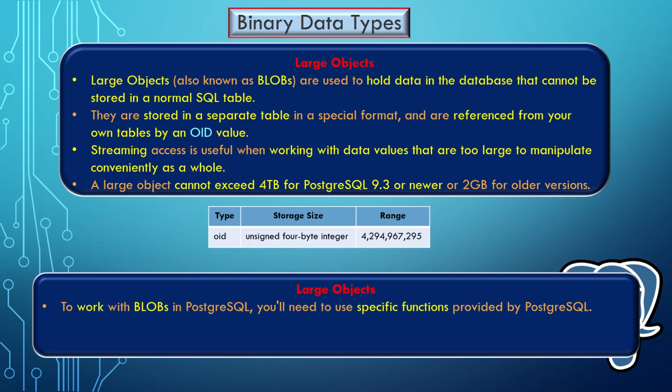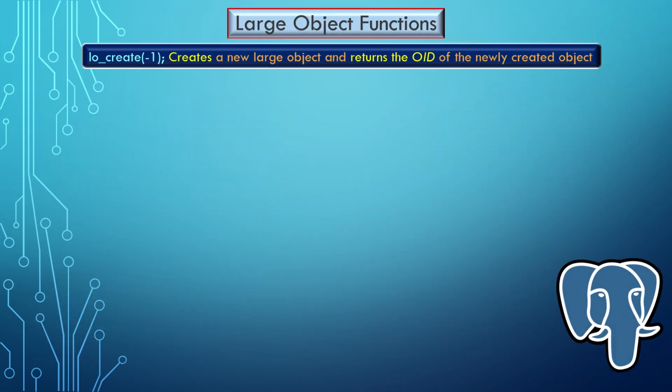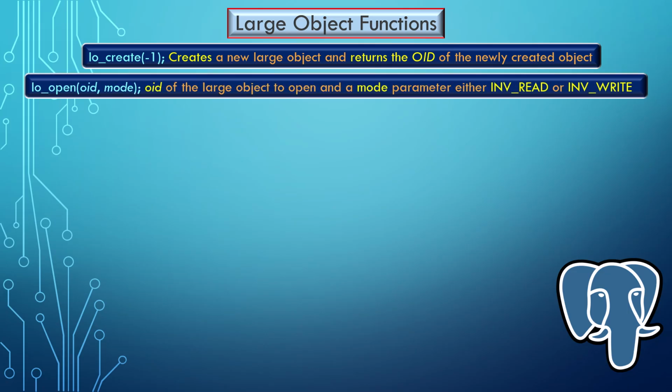To work with blobs in PostgreSQL, you'll need to use specific functions provided by PostgreSQL. The basic operations include creating a large object, opening it, reading from it, writing to it, seeking within it, and finally closing it. Some of the large object functions that are available are lo_create. This creates a new large object and returns the OID of the newly created object.